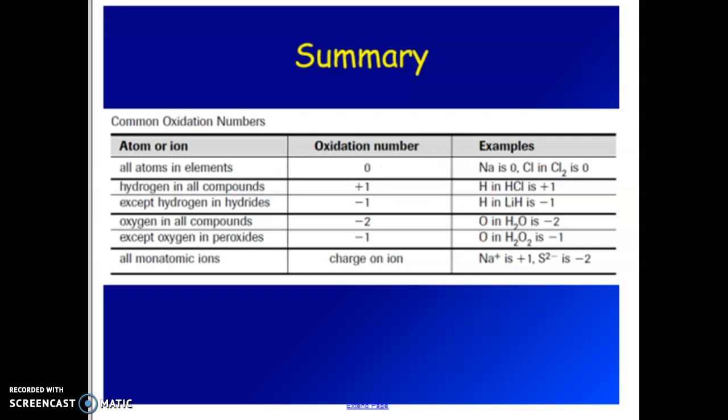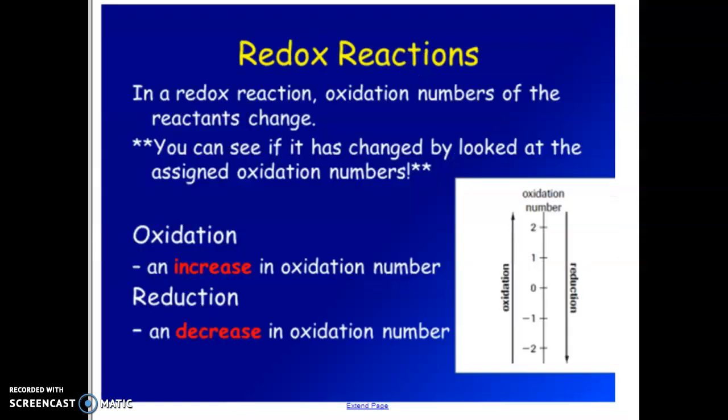Okay, so this is from your textbook. It's just a summary chart looking at the different rules that we had already discussed. Okay, so let's look at redox reactions. We'll get back to those oxidation numbers because we're going to put them in action in a second here.